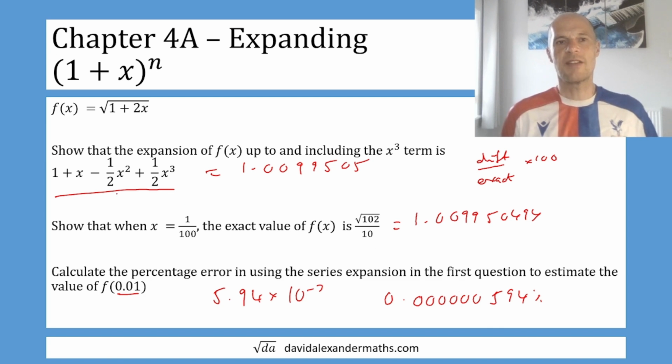So even if we do use the expansion, even though we haven't gone as far as doing the x to the 4, x to the 5, x to the 6, by just going up to x cubed, it's not massively inaccurate. It's pretty darn close, isn't it? So there we have it.